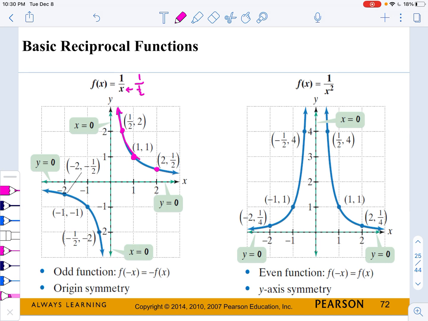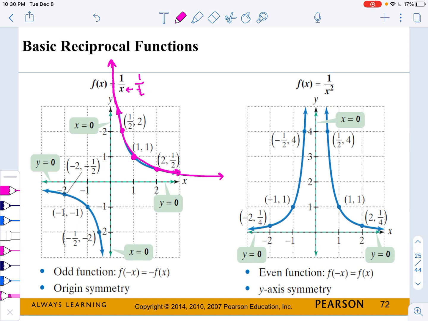This graph is approaching the y-axis, and it's going to continue to grow and grow and grow, but never touch that axis. It's never going to touch 0. And the same thing happens going off to infinity on the right-hand side. It's going to continue to approach the x-axis, but never actually make it to 0.